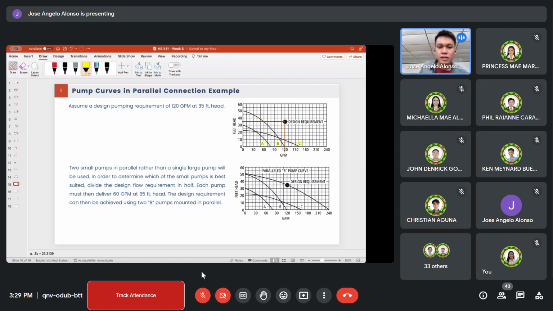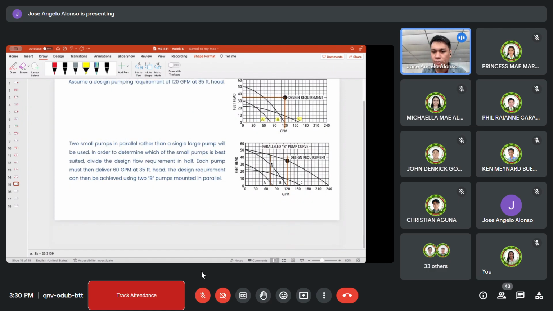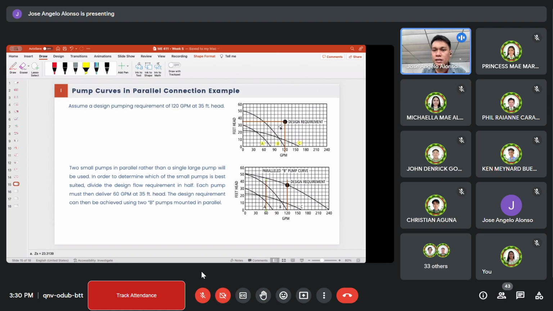Kapag connect natin in parallel connection, what we need to do is to divide, since parallel connection tayo, volume flow rate natin is mahati lang naman. So divide the required volume flow rate into 2. Paano yung ginagawa? So, 120 gallons per minute, divide natin into 2, 60 gallons per minute. Yung total head natin is 35 feet ang requirement. So, from 35 feet, i-plot lang natin siya.